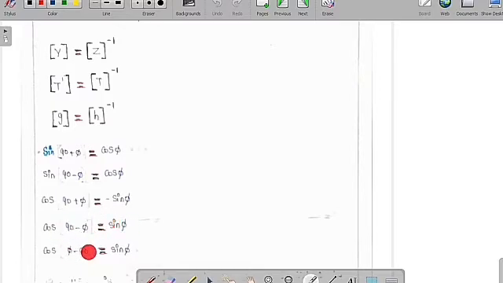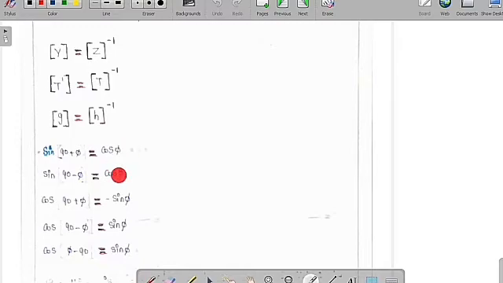Similarly, cos of phi minus 90. You can write it as cos of minus of 90 minus phi. But there is a property of cos: cos of minus theta is equal to cos theta, because the cos function is symmetrical with respect to the y-axis. Because of this, cos of phi minus 90 is equal to cos of 90 minus phi, which we have already discussed, equal to sin phi.